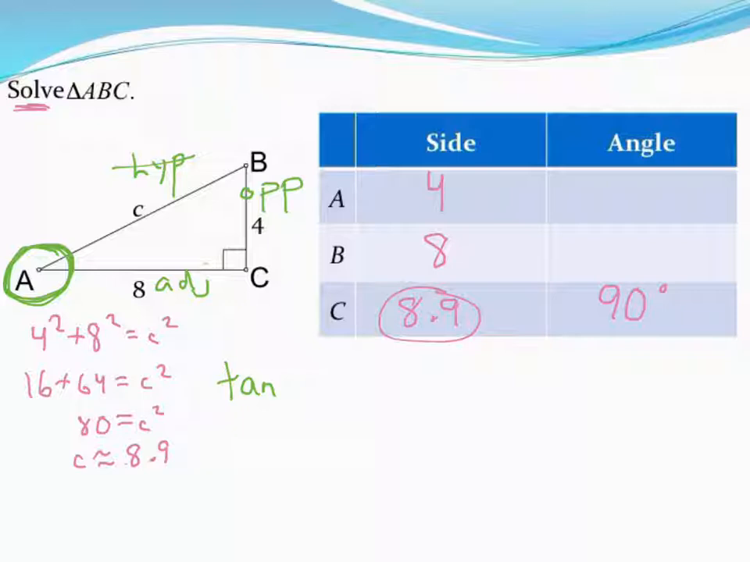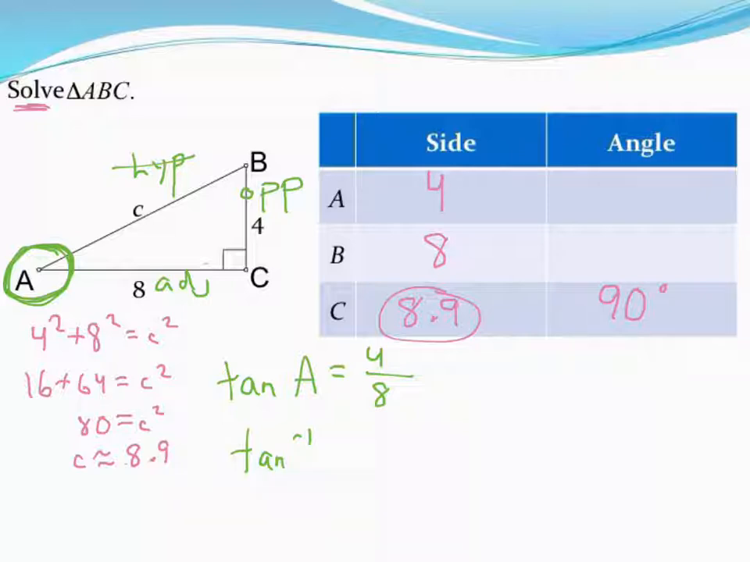So tangent of the angle, I don't know it this time. So remember we put an A there. If we don't know the angle, we use the variable. So tangent of A is equal to the opposite side 4 over the adjacent, which is 8. Remember, since we're missing an angle, we're going to do an inverse. So tangent, it looks like to the negative first power, although we just say inverse tangent.